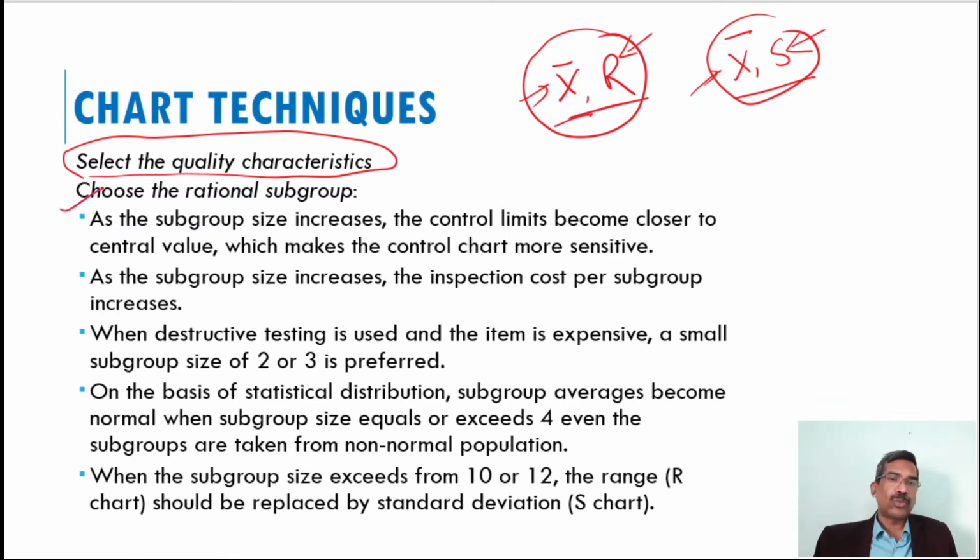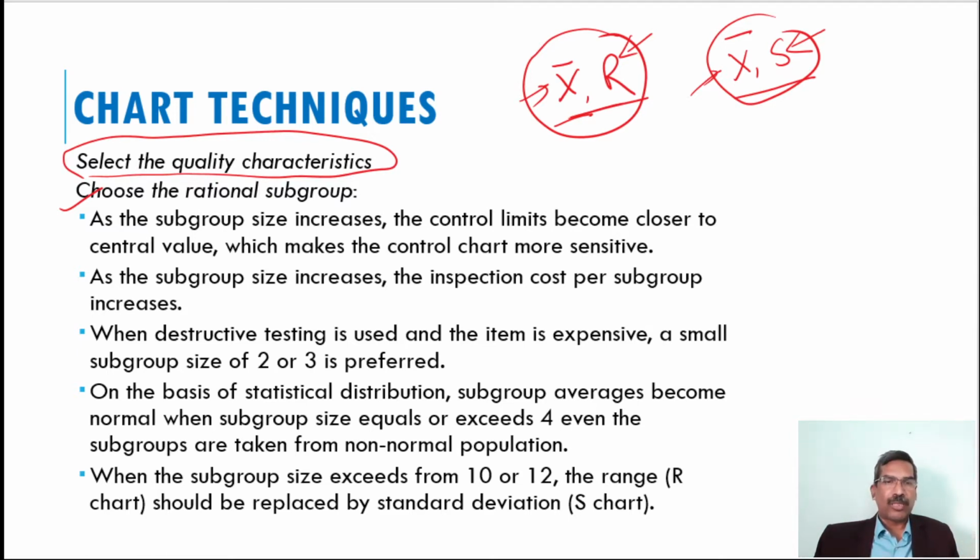Then choose the rational subgroup. That means what should be the subgroup size. Suppose we have selected 100 products, and we want to make a subgroup size of 5, then what will be the number of subgroups? There will be 20 subgroups, 20 into 5. If we use a subgroup size of 4, then we will have to produce 25 subgroups. So the number of subgroups will be 25 and subgroup size will be 4. So in this way, what is the mechanism to select the subgroup size? That means how many items should be in one subgroup.